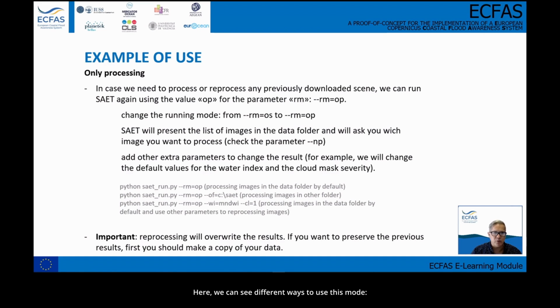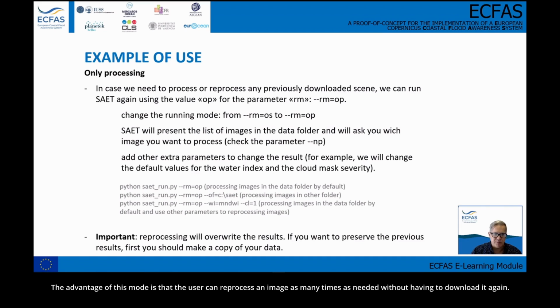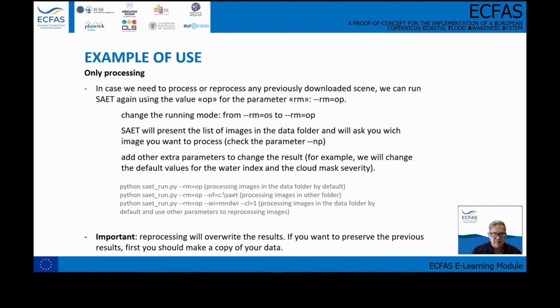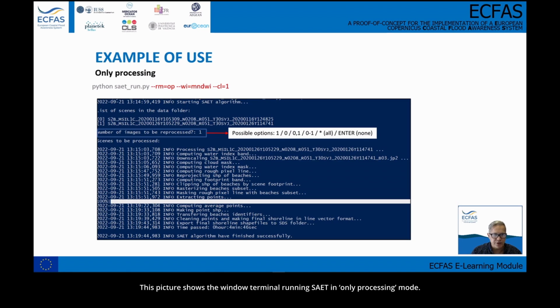Here we can see different ways to use this mode: processing images in the data folder by default, processing images stored in another folder, processing images but changing the default values for some parameters. The advantage of this mode is that the user can reprocess an image as many times as needed without having to download it again. Finally, it is important to remark that in each processing the results will be overwritten, so it is recommended to make a copy to preserve previous results. This picture shows the window terminal running SAET in only processing mode.